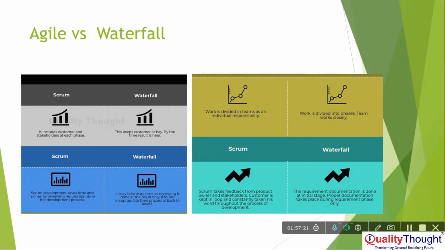But in waterfall model, what will happen? Requirements are given in the initial stages only, and later on he will not get involved, right? Then if there is any change in requirement, the total structure will break.